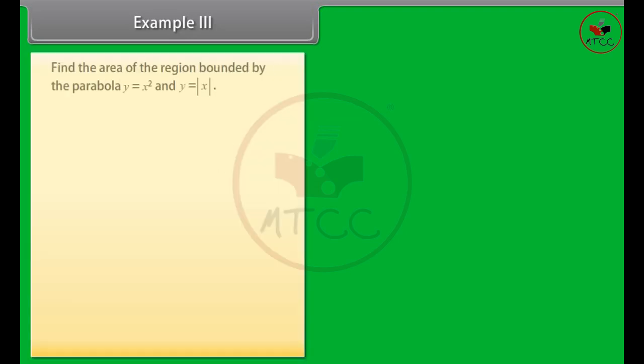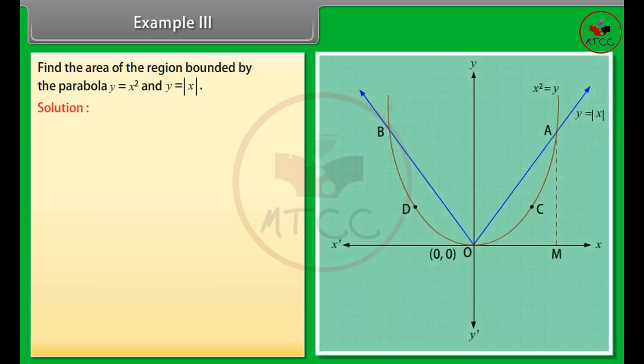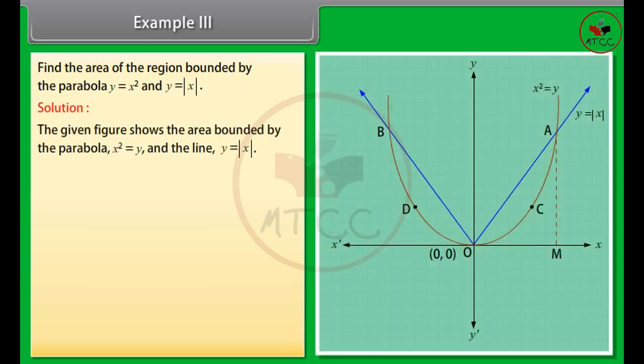Example third. Find the area of the region bound by the parabola y is equal to x square and y is equal to modulus of x. Solution. The given figure shows the area bound by the parabola x square is equal to y and the line y is equal to modulus of x.